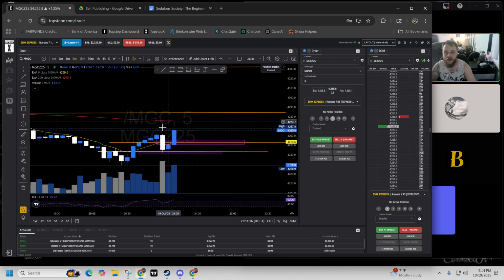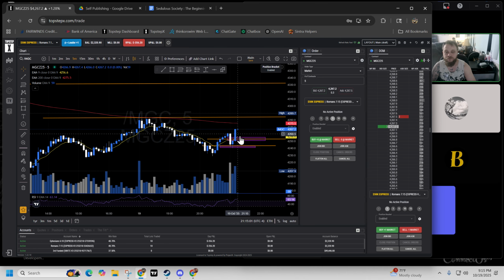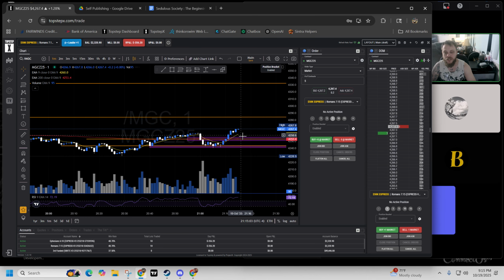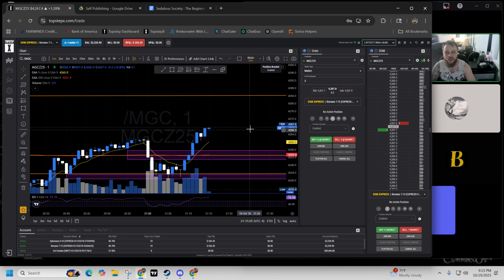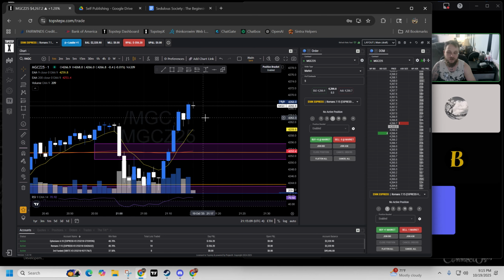So now we see that buyers are stepping back in again, and we're seeing heavy volume. Based on that, I can go to the 1 minute time frame, see it be swept, and look for an entry off of anything right here, honestly.